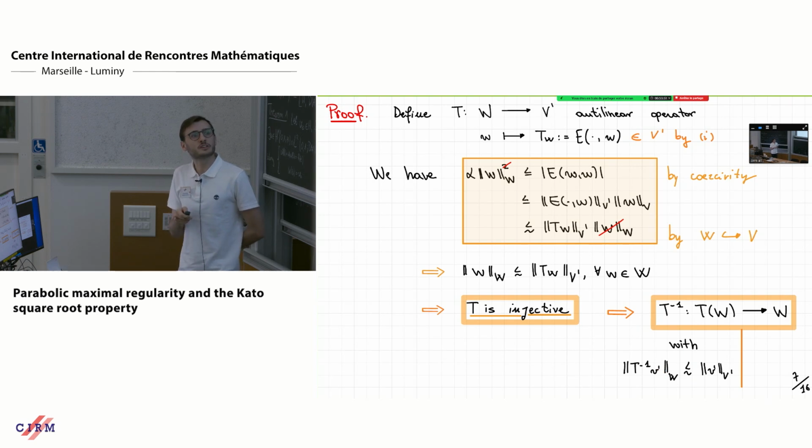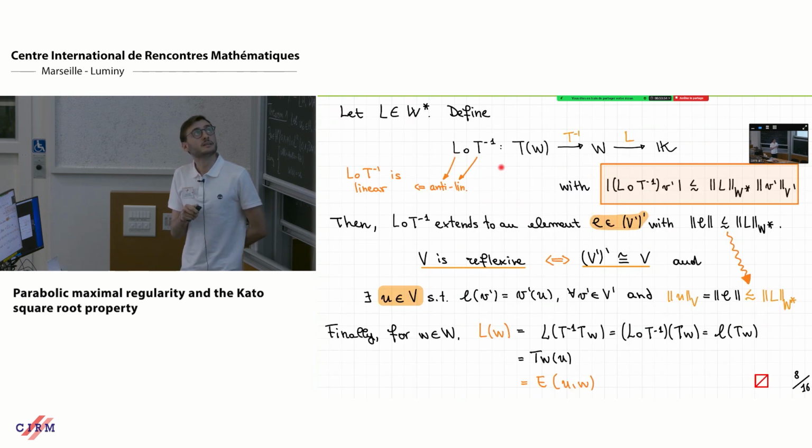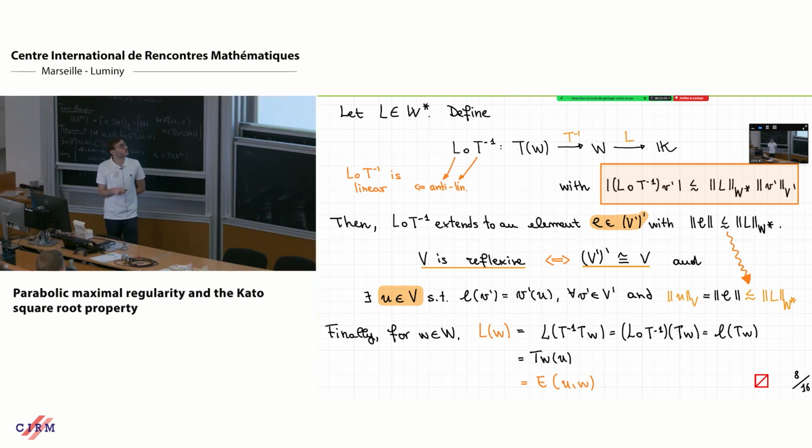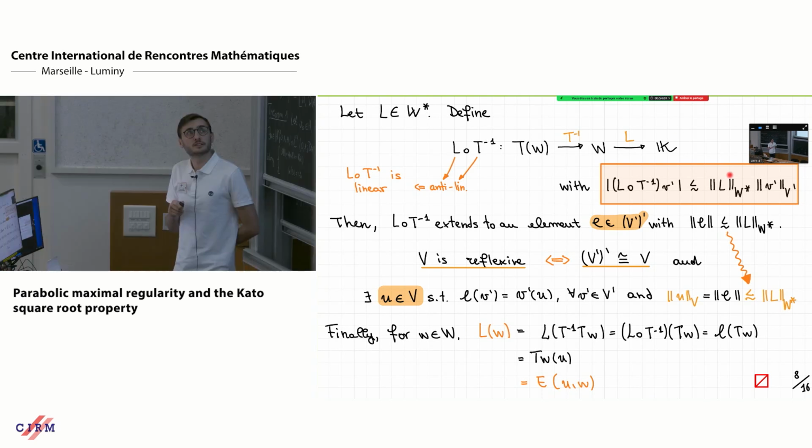So I can consider this operator composed with L. L is an element of W star, so it's an anti-linear functional. So this composition is a linear functional which goes from TW to K, which can be R or C. With the inequality that we saw before, we also get this a priori bound, which allows us to extend this functional to an element L of V prime prime, because it's defined on V prime and it's also bounded by this inequality with this bound of the norm.